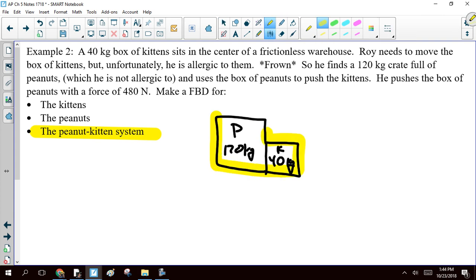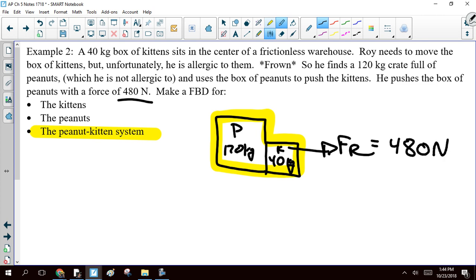And now there is an external force from Roy. He's pushing with a force of 480 newtons. It's a frictionless warehouse, so I don't need to worry about friction. Then gravity is going to pull this whole thing down, so our force of gravity is going to be for 160 kilograms, because that's our total mass, 120 plus 40.